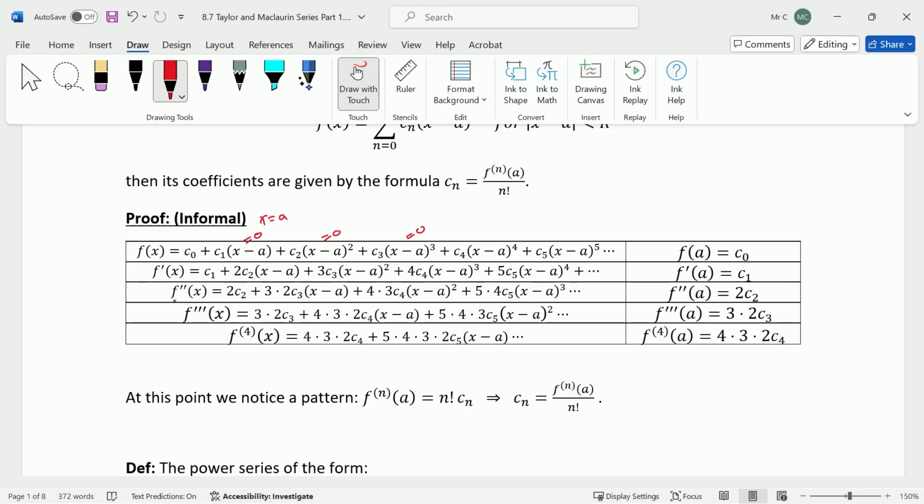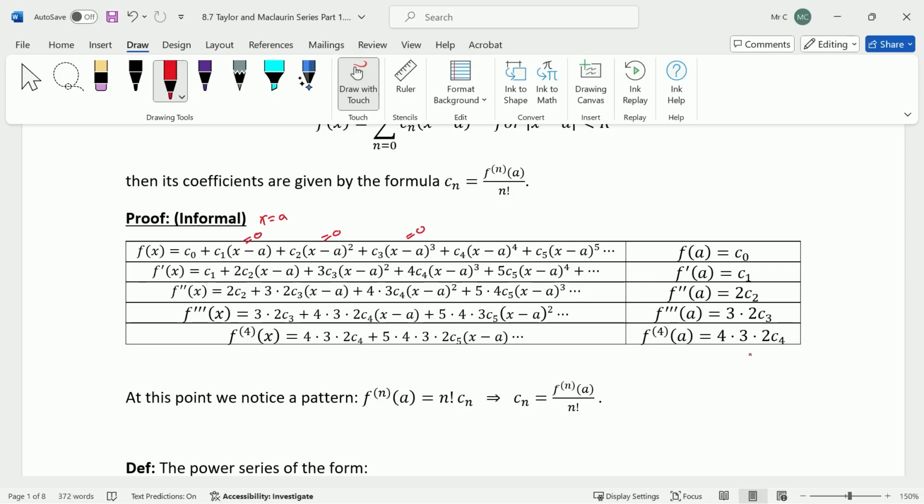And we look at the second derivative. We get 2c2 plus 3 times 2 times c3 times (x minus a), and so on. All of these terms go to 0, and we're left with 2c2. And we take the third derivative. We get 3 times 2 c3 plus 4 times 3 times 2 c4 times (x minus a), and so forth. When I plug in a, everything goes to 0 except for the 3 times 2 c3. And the fourth derivative, same thing happens. We get 4 times 3 times 2 times c4 plus more terms, and when we plug in a, the fourth derivative at a is 4 times 3 times 2 times c4.